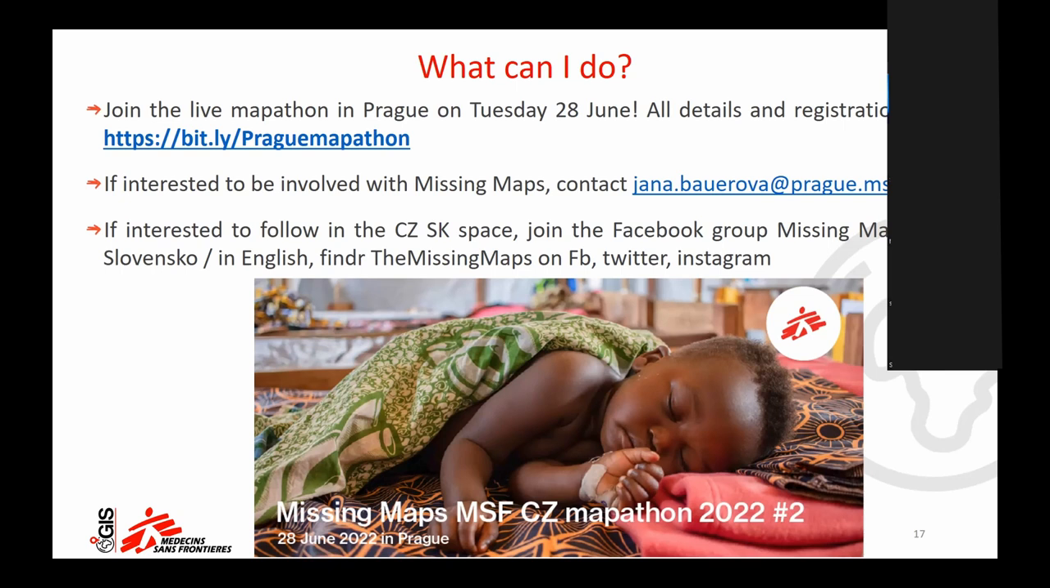Often the problem with the AI generated data is that the buildings are not drawn exactly where the buildings are, or that in these areas where we really need it at the building level, it's not precise enough. But we do use remote sensing and AI generated data also within MSF. It's basically compatible with Missing Maps.